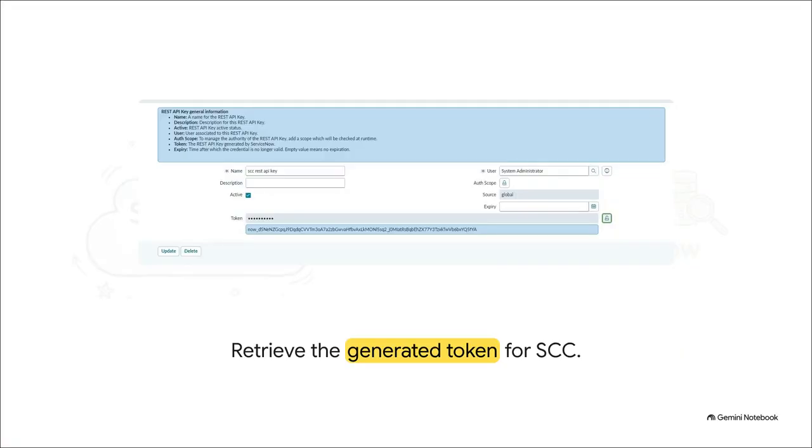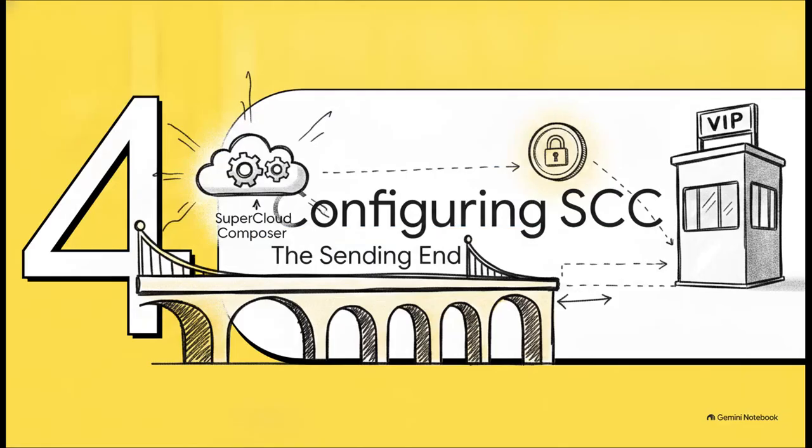And sitting securely in that REST API key record is a long, complex string of characters. This is the secret handshake we've been talking about. You want to copy this generated token right now, because in the very next step, we are taking it with us across the bridge. Section 4. Configuring SuperCloud Composer, the sending end.